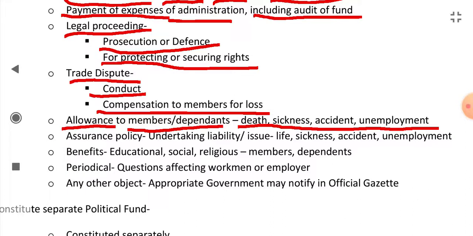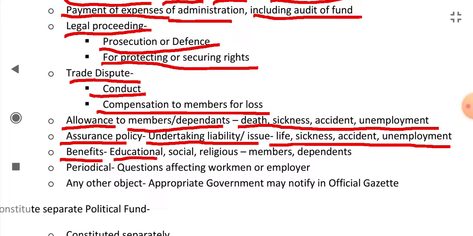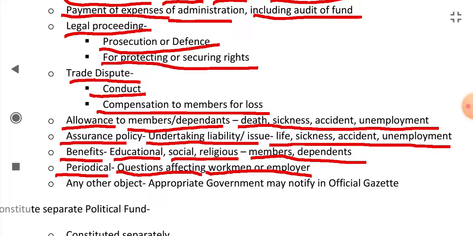The general fund will be spent on assurance policies, undertaking liability and issue of assurance policies for life, sickness, accident, or unemployment. It will be spent on benefits like educational, social and religious benefits to the members and their dependents. It can be spent on a periodical, like a magazine, in which questions affecting workmen or employers are discussed. Or it can be spent on any other object which the appropriate government may notify in its official gazette. Only for these purposes the general fund can be spent, not for any other purpose.